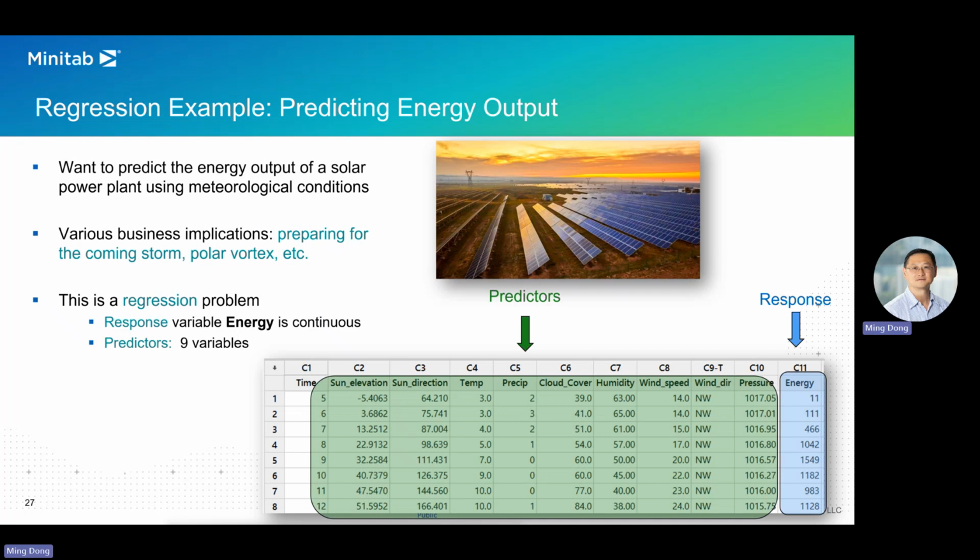Under a storm, how will our energy generation be? So under different conditions, we have energy output. So it's a regression problem. The response is going to be energy, and the predictors are going to be all the different conditions, including sun elevation, sun direction, temperature, cloud cover, wind speed, etc.